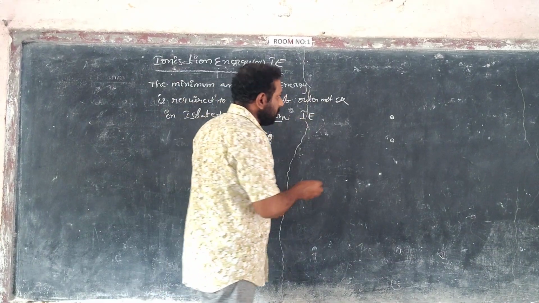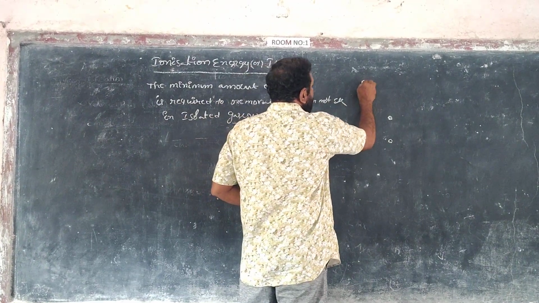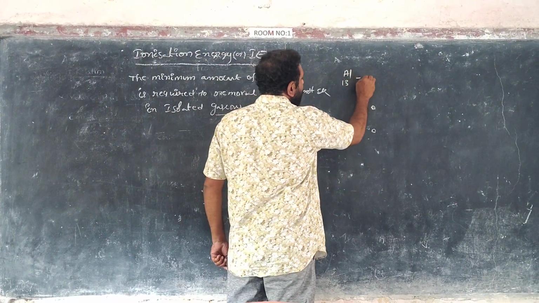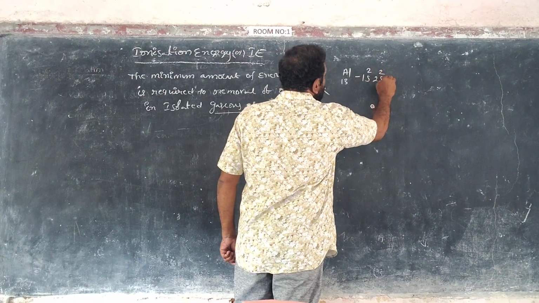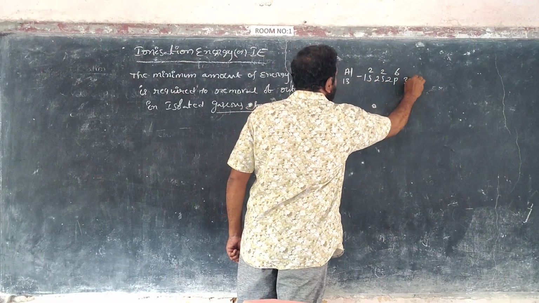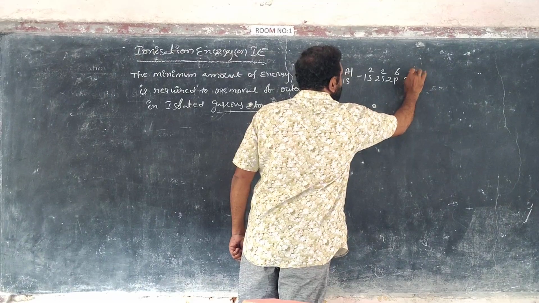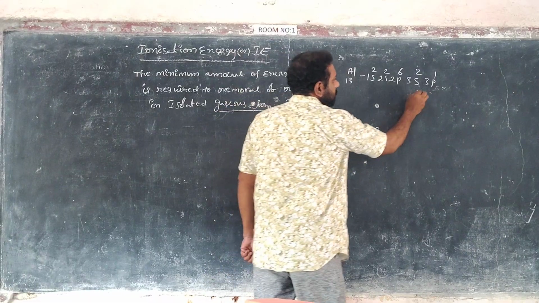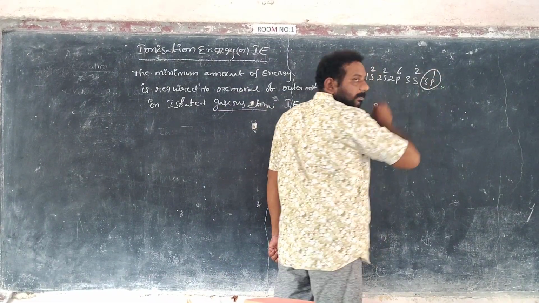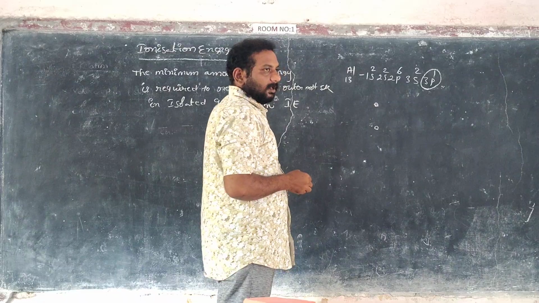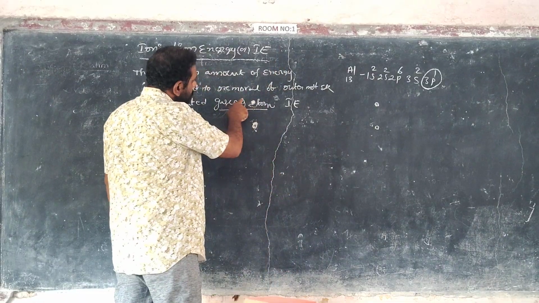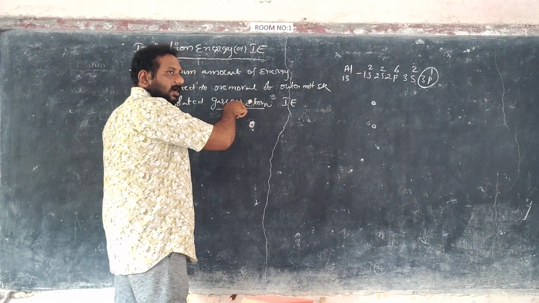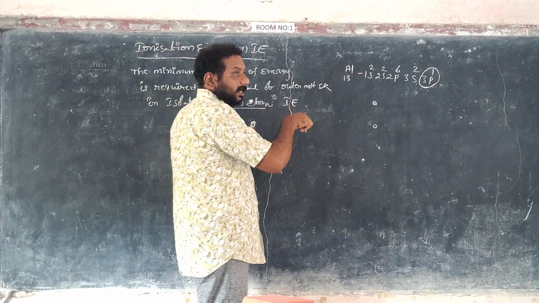For example, aluminium, atomic number 13, has the electron configuration 1s2, 2s2, 2p6, 3s2, 3p1. The outermost electron is 3p1. It is mostly the removal of the outermost electron in a gaseous atom in the ground state.